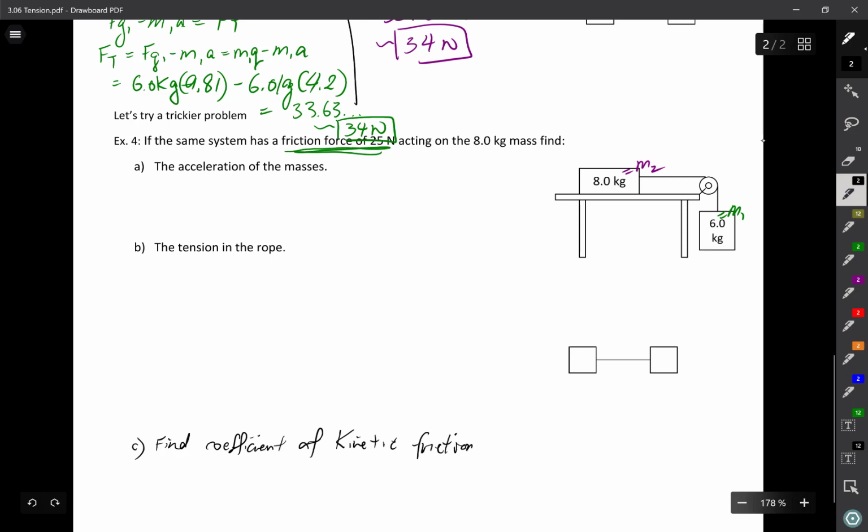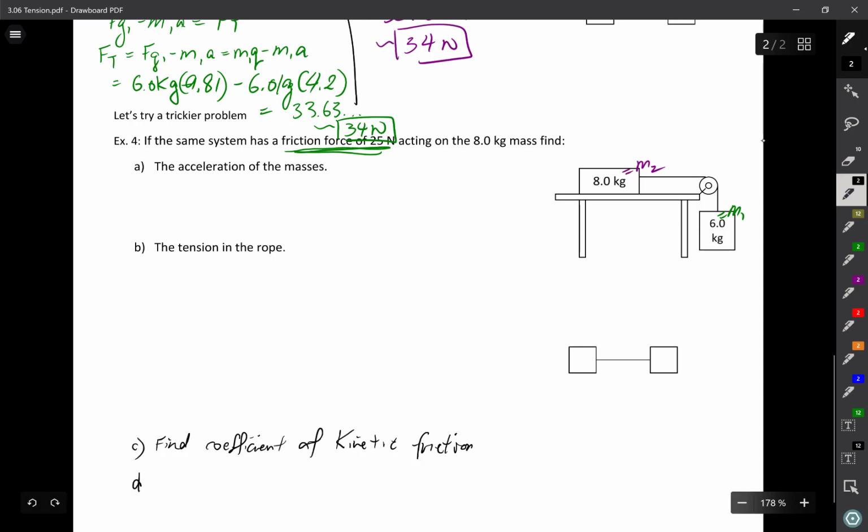If you want that as a challenge problem, you could also find what would be the... And for another challenge problem, you can even find what minimum coefficient of static friction you would need for your entire system not to move at all, to accelerate at all, essentially. So that could be another challenge problem you can try for D if you want.